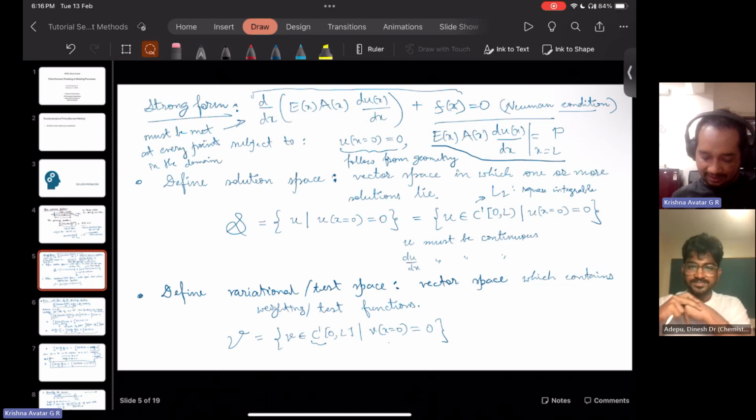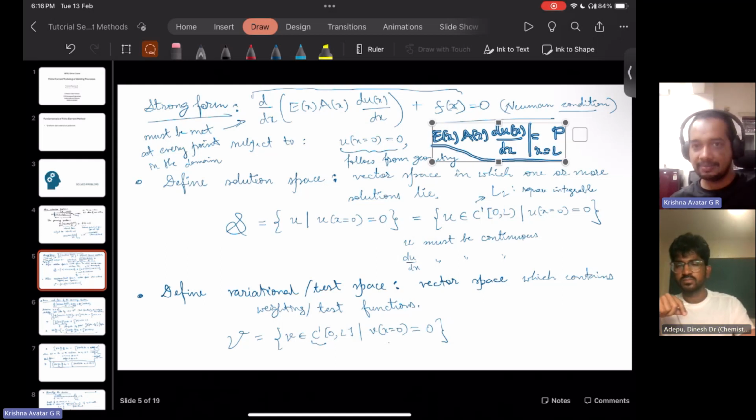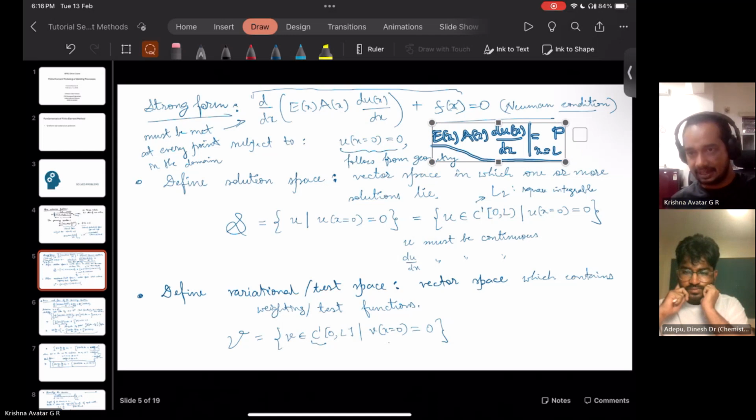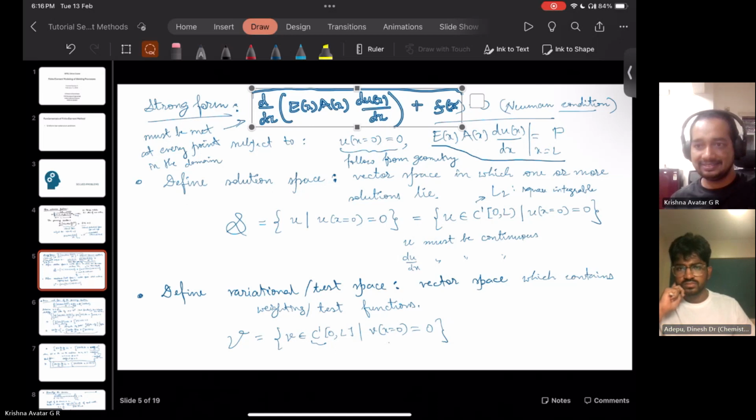So the thing is, we only take those functions which satisfy the essential boundary conditions, not all the boundary conditions. These are natural boundary conditions, or what we call the Dirichlet and Neumann boundary conditions. They need not be satisfied by the solution function. It's only one of them that the solution will actually satisfy.